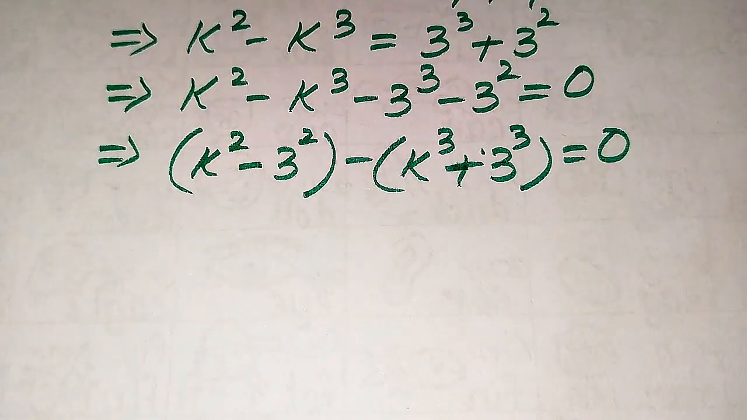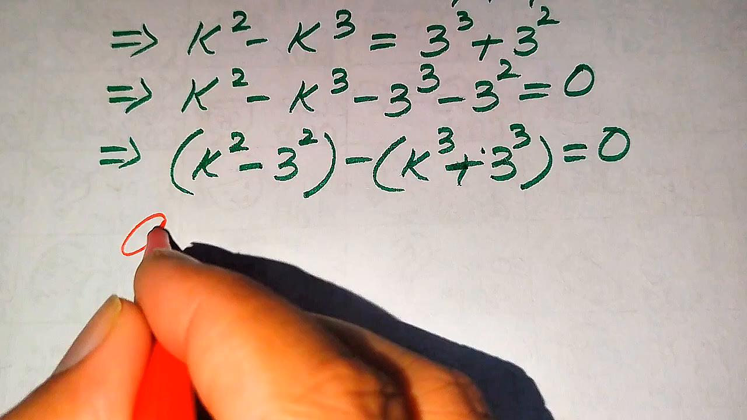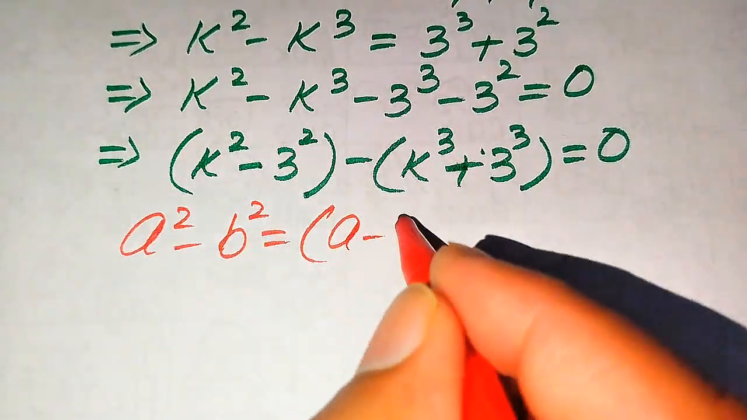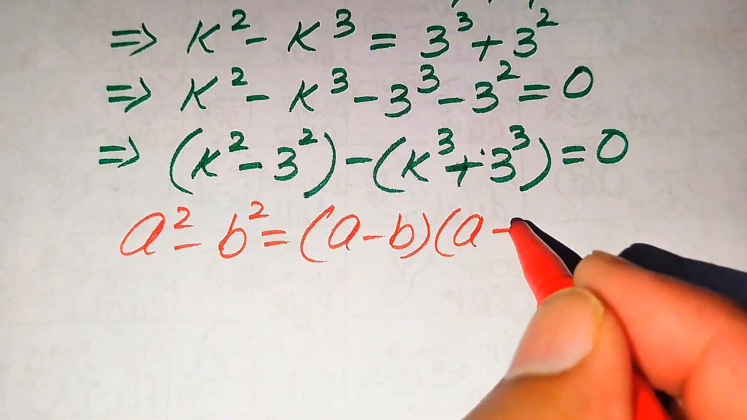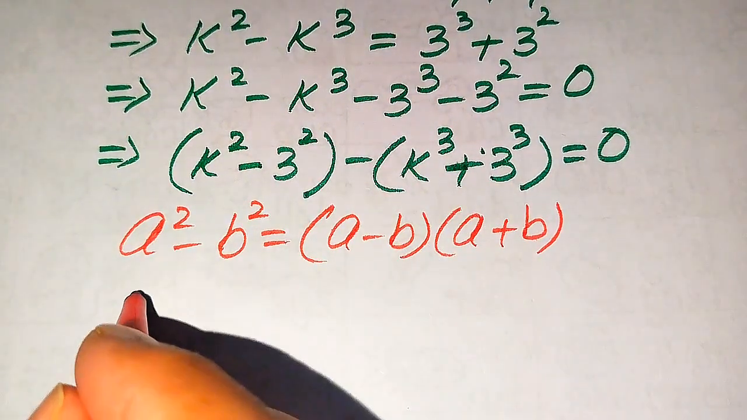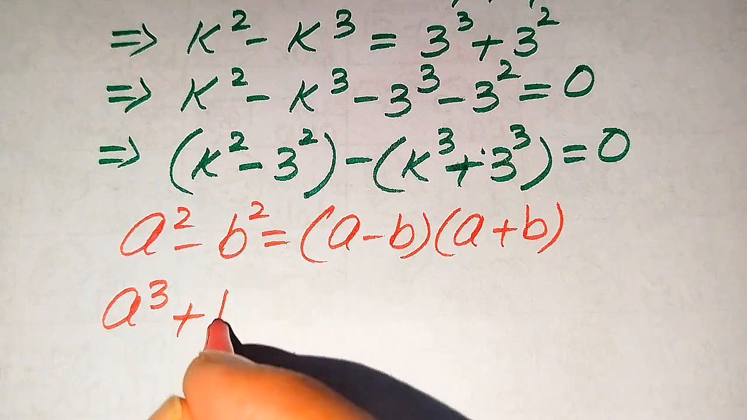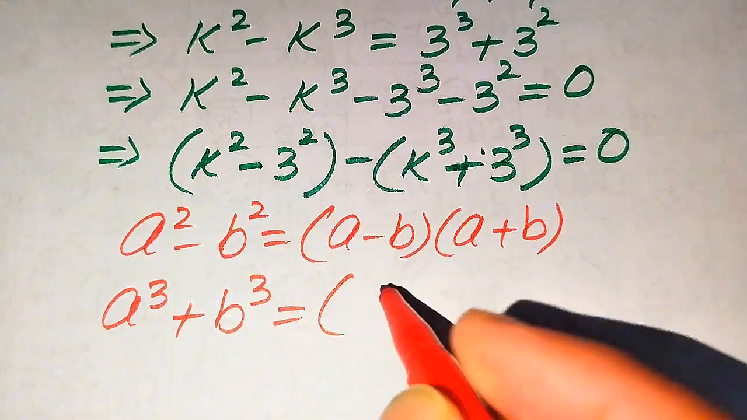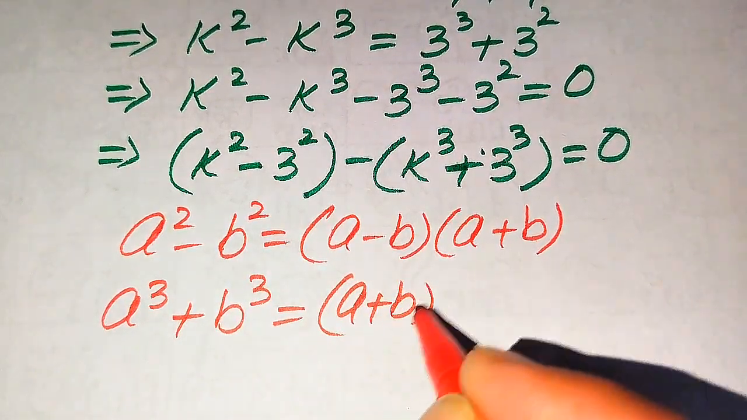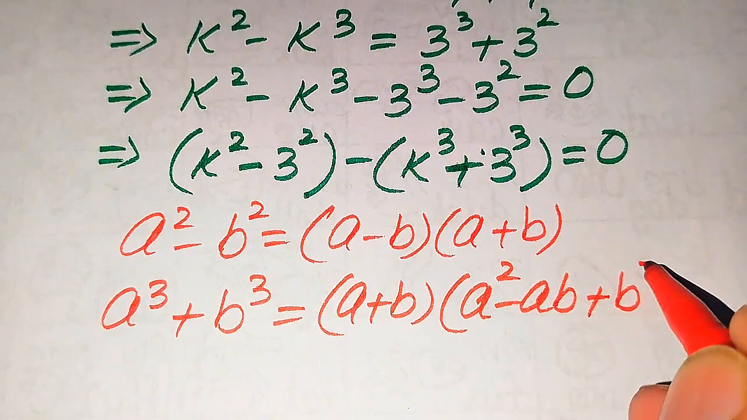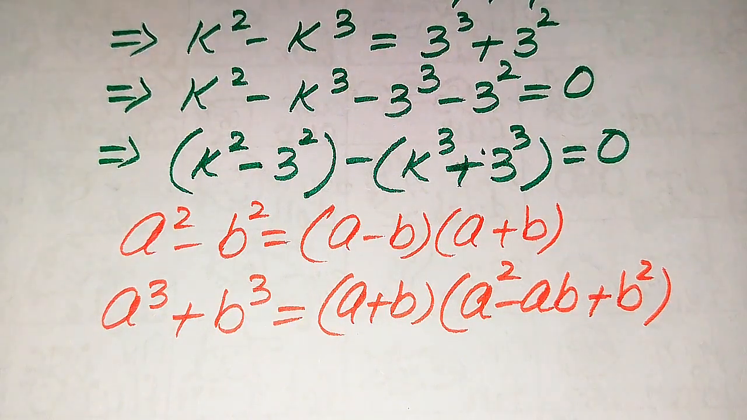So here we use two nice formulas to solve this equation. First we use this nice square identity. You know about that: if we have a square minus b square, it is equal to a minus b times a plus b. And second we use this nice cubic formula. You know about that: if we have a cubed plus b cubed, it is equal to a plus b times a square minus ab plus b square.